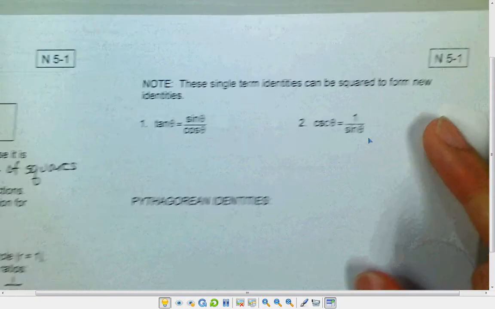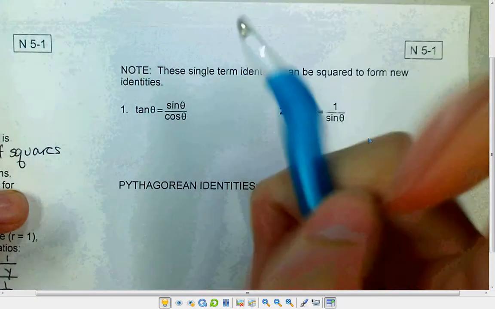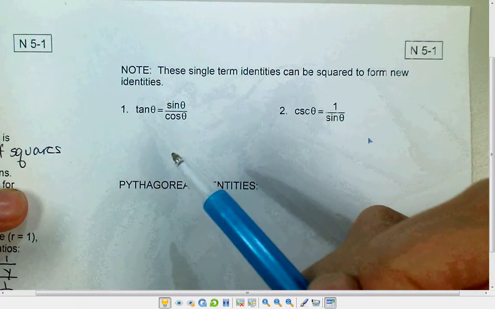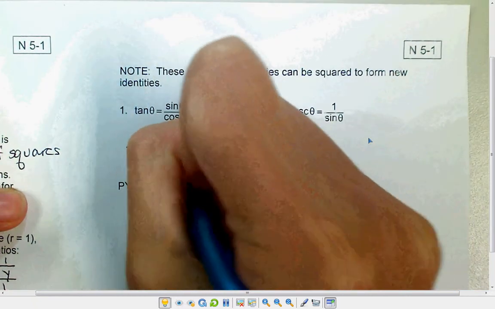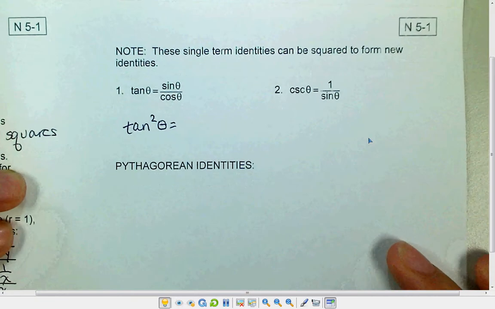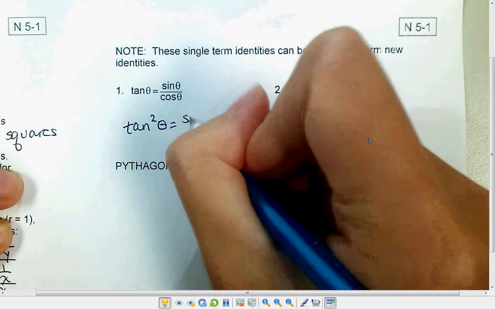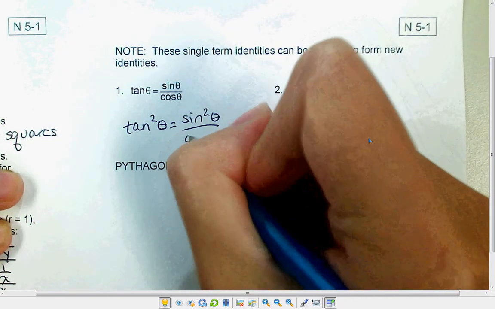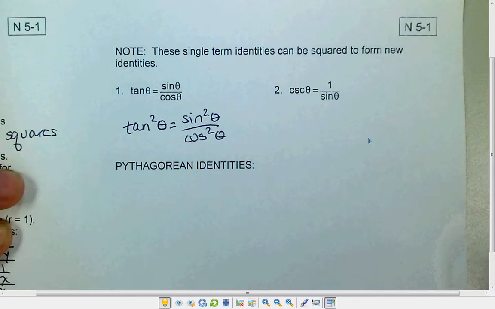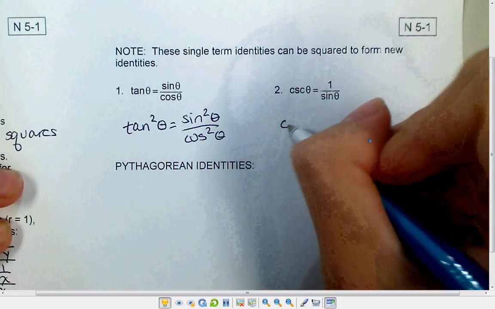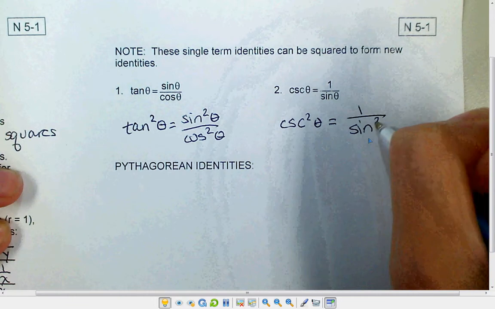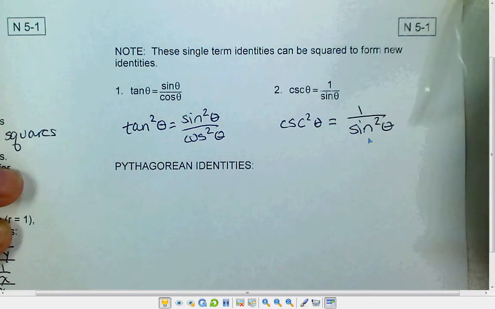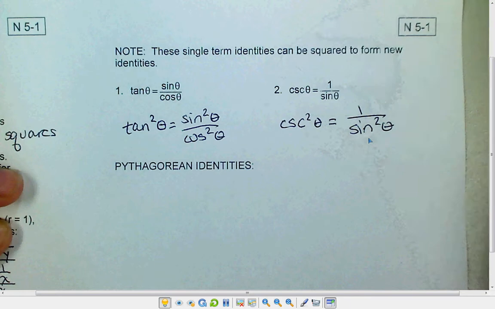Now notice that with these identities, we can square any of these identities and they will still hold. So for example, tangent is sine over cosine, which means tangent squared is sine squared over cosine squared. So this is still an identity, it's still true. Cosecant is 1 over sine, and if we square cosecant, it would be 1 over sine squared. So it's still true as long as you square everything in that identity.